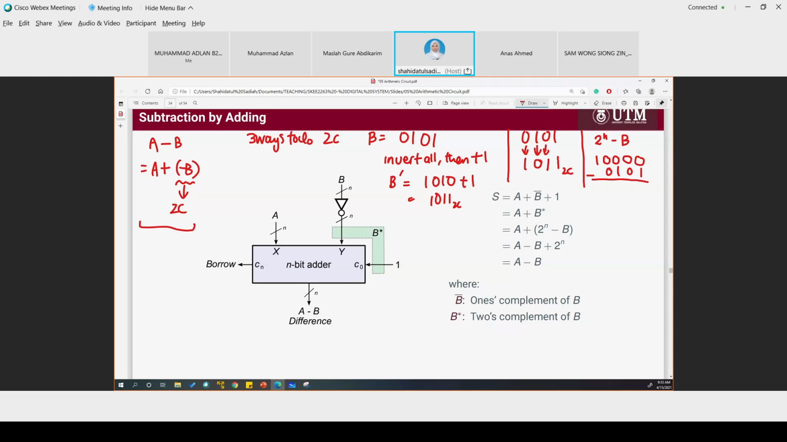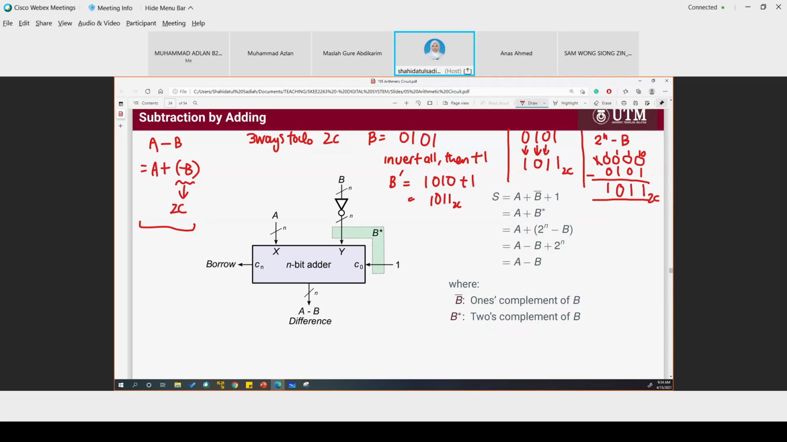So we want to calculate 0 minus 1. Cannot do that. We want to borrow from the next bit, but we cannot. Finally, we found 1 here, but we have to distribute it to all the bits. So 2 minus 1 is 1, then 1, 0, 1. So that is how you do the 2's complement. Three ways to do the 2's complement.